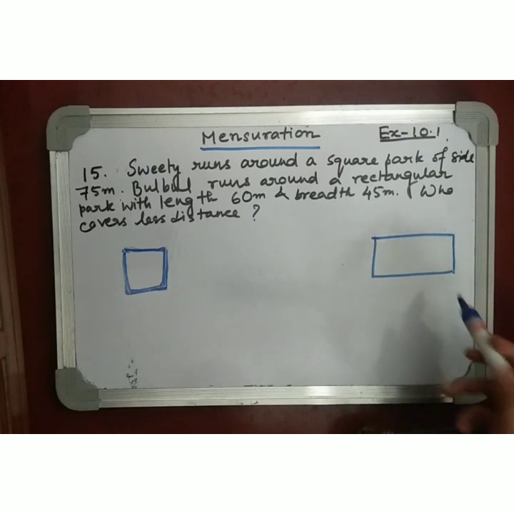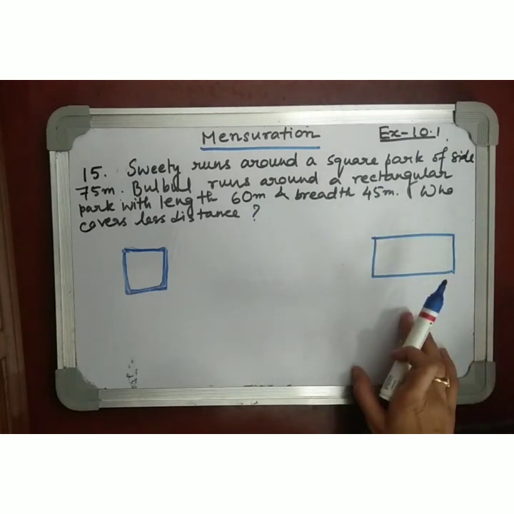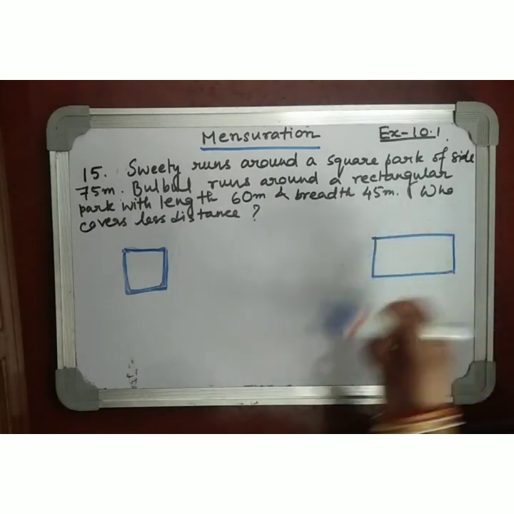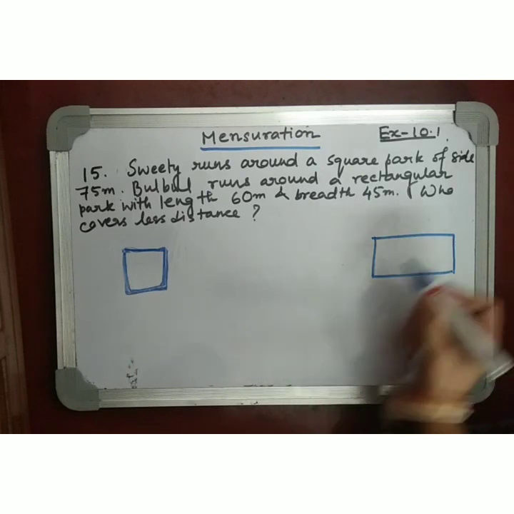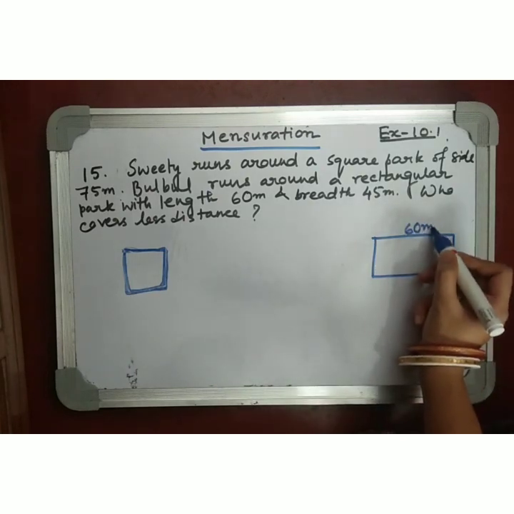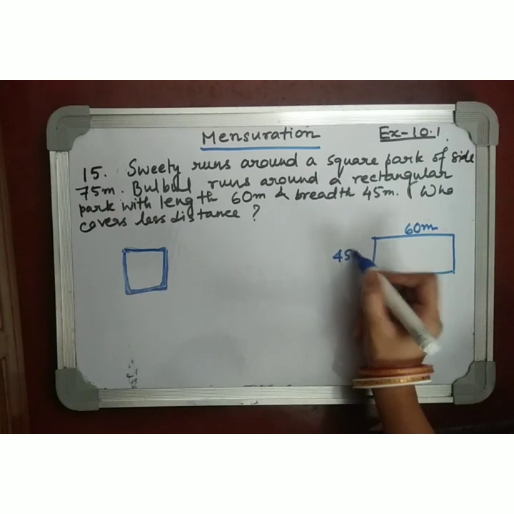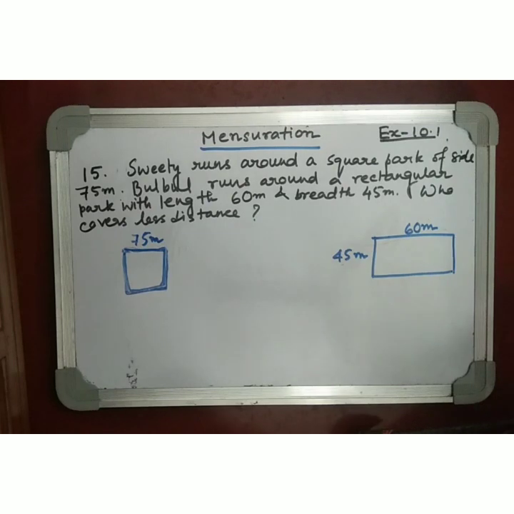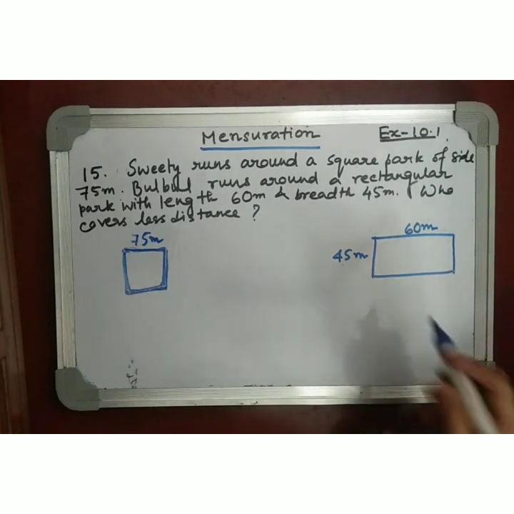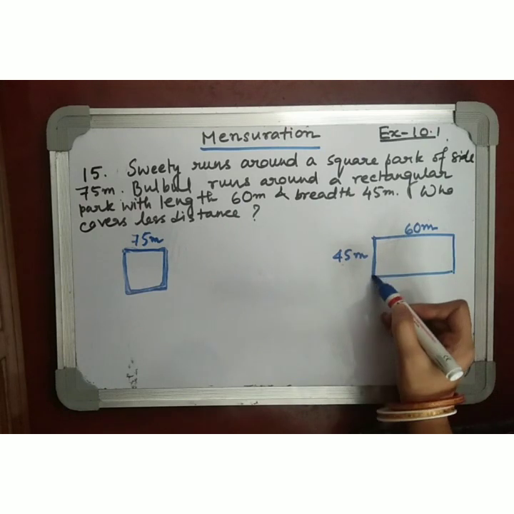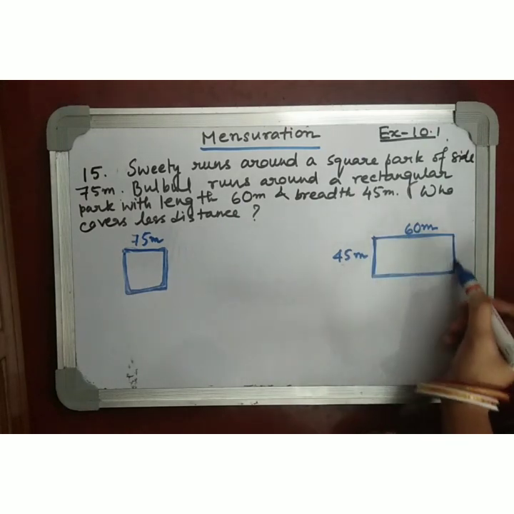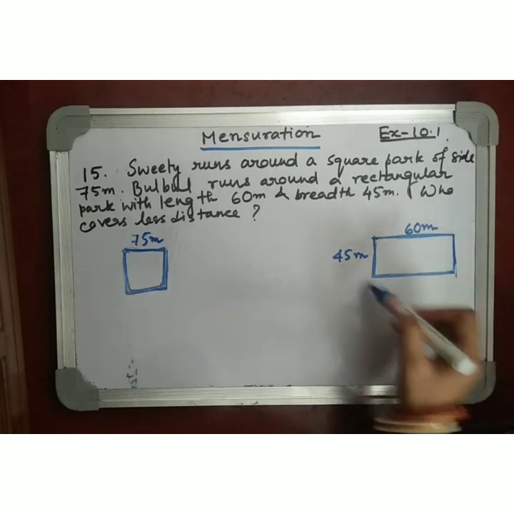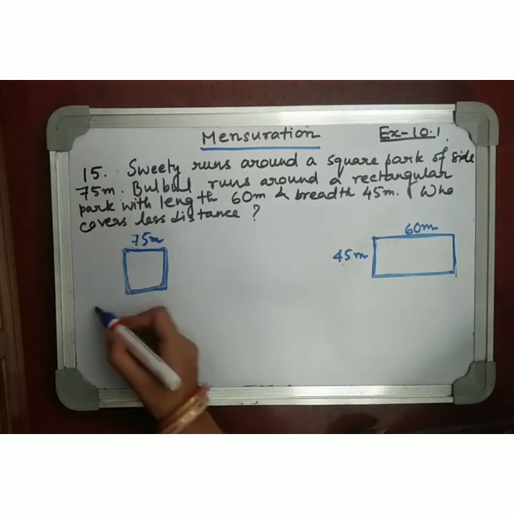Okay. Now in case of Bulbul also the same thing is happening. Why? Because Bulbul is also running around that rectangular park where the length of the rectangular park is given 60 meter and the breadth of it is given 45 meter. And here also in case of the square park, the length of each side was 75 meter. In case of Bulbul, she is also running around the rectangular park. It means she is also covering the perimeter of that park. Okay. Now let's do that.